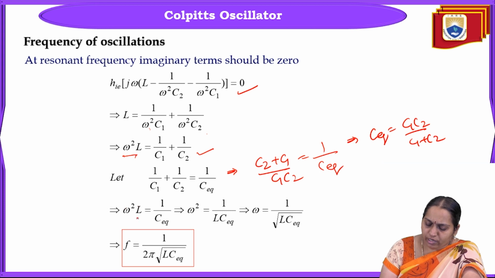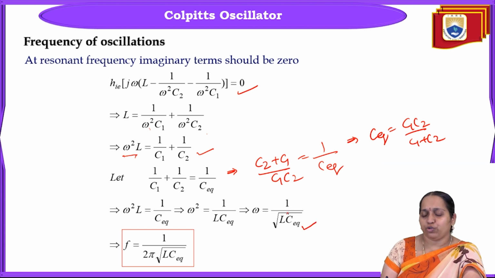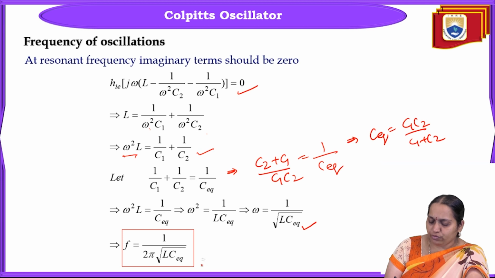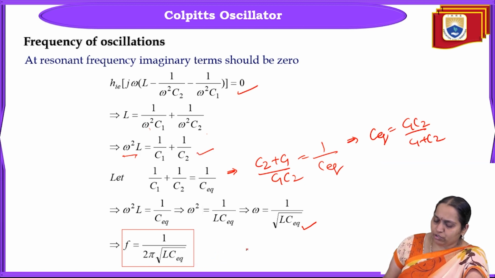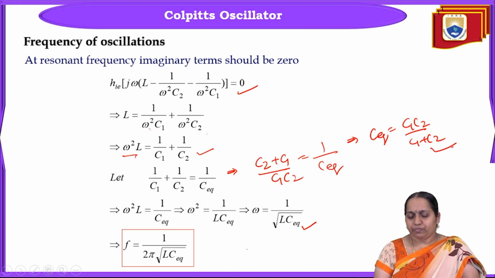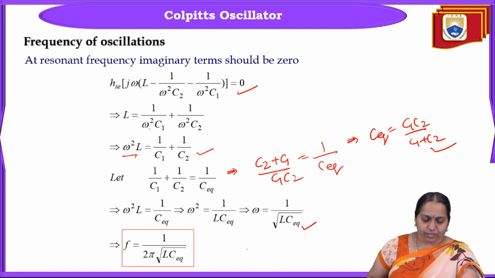So omega square L equals 1 by C equivalent, or omega square equals 1 by L into C equivalent, or simply omega equals 1 by root over L into C equivalent. Replacing omega by 2 pi F, you will have F equal to 1 by 2 pi root over L into C equivalent, where C equivalent is equal to C1 C2 by C1 plus C2. This is how we derive the frequency of oscillations for Colpitt's oscillator.